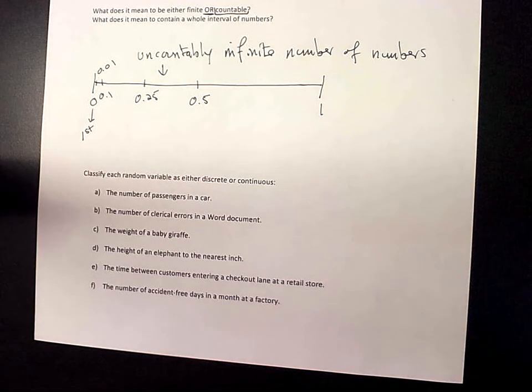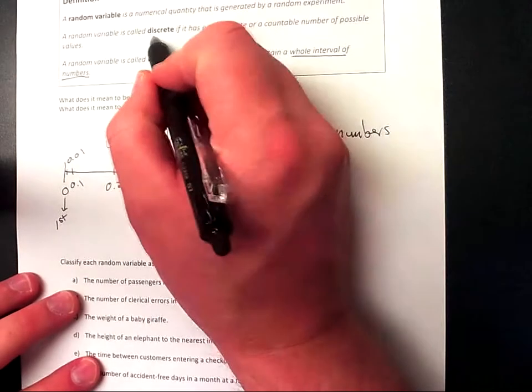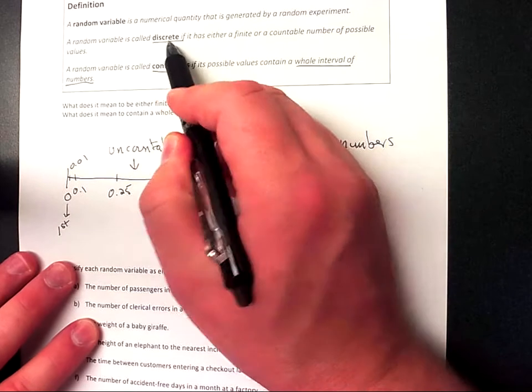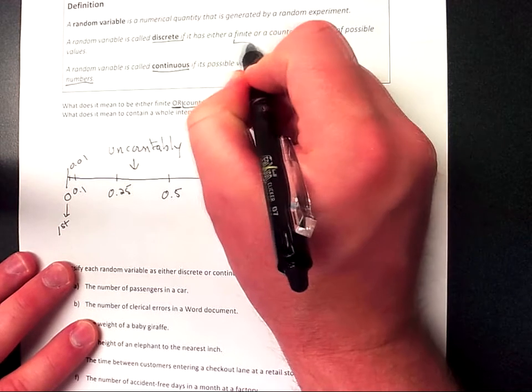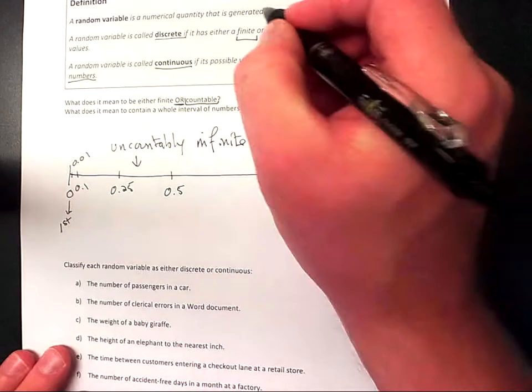Is everybody good with the difference between countably infinite and uncountably infinite numbers? All right. So if everybody's good with that, let's go back to our definition of discrete and continuous random variables. A discrete random variable needs to be finite. So there has to be some endpoint, like 5 people in a vehicle, 6 siblings, 2 adults, right? It has to be some finite number.